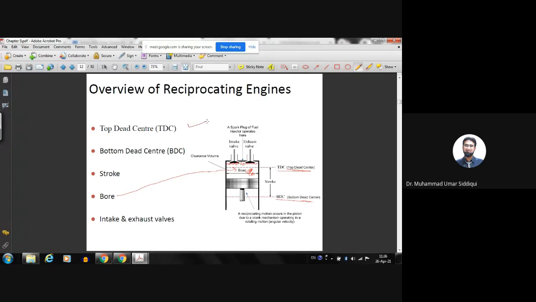So we have the top dead center and the bottom dead center. Stroke is basically the length the piston covers while moving between top dead center and bottom dead center. So this is a stroke. It is basically the length. We have the intake and exhaust valves. Obviously, when the intake valve is open, the fresh air is going to enter the cylinder. When the exhaust valve opens, whatever gases are inside the cylinder are going to go out as exhaust. So these are some of the terminologies inside the reciprocating engine, specifically the piston cylinder engine.